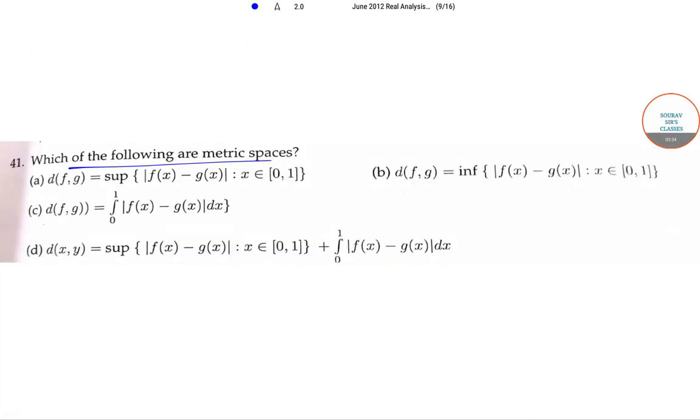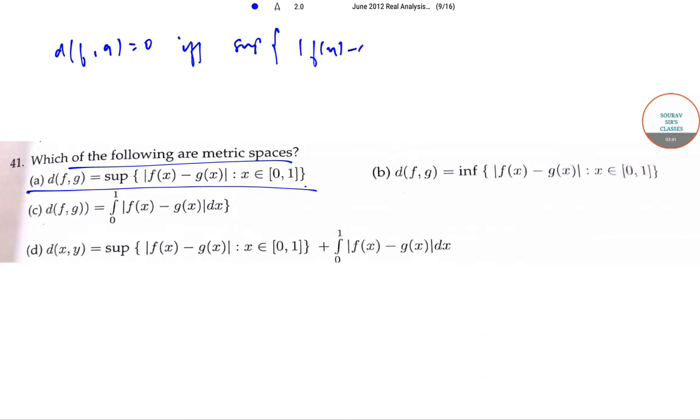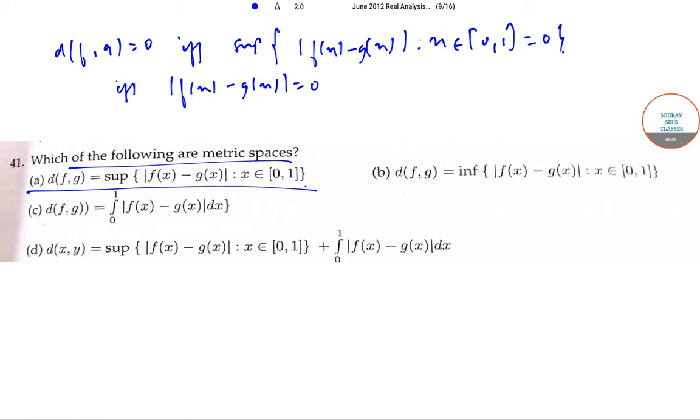The next question is, which of the following are metric spaces? Now option A, d(f,g) is equal to 0 if and only if supremum |f(x) − g(x)|, such that x belongs to [0, 1], is equal to 0. If |f(x) − g(x)| is equal to 0 for all x, if and only if f is equal to g.